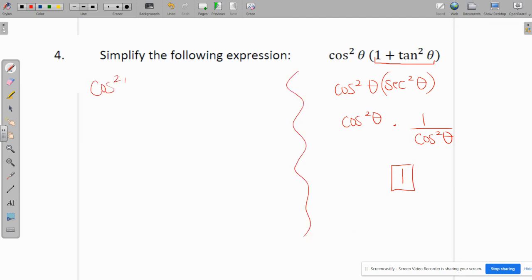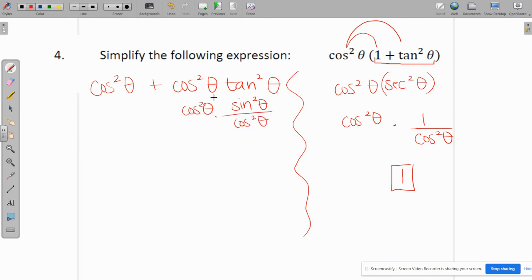Another way, you could take cosine squared of theta and distribute it times 1 to get cosine squared of theta. Cosine squared of theta times tangent squared. Tangent squared we know is sine squared over cosine squared. So if I were to multiply that by cosine squared of theta, cosine squared over cosine squared is 1. So this is really cosine squared of theta from here plus sine squared of theta, which again is an identity, and it is equal to 1.